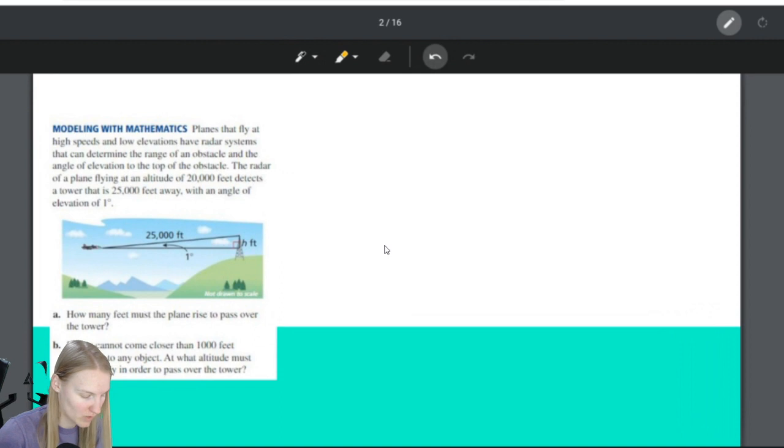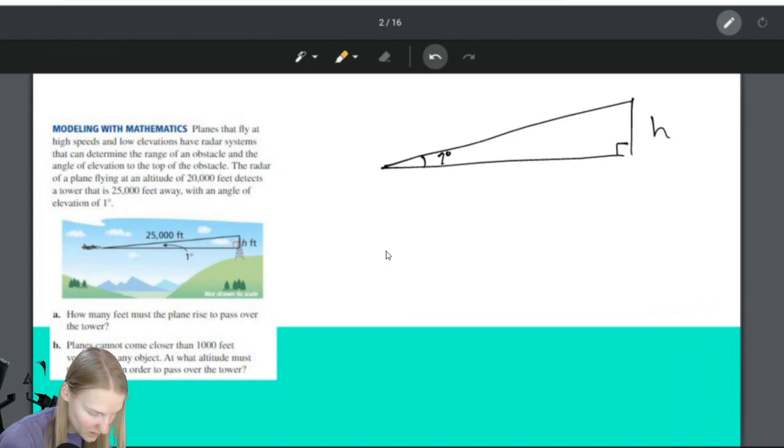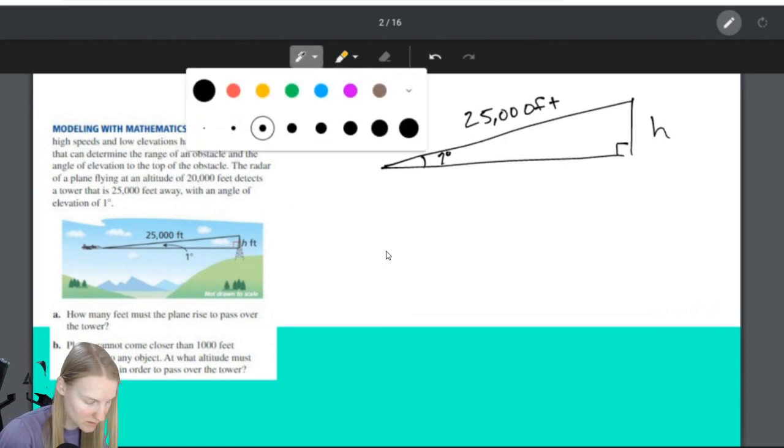Okay. Alright, so I'm going to redraw this triangle right here. Very, very long and skinny. So we don't know what this is. This is what we want to figure out. We know that this is 1 degree. And we know that the tower is 25,000 feet away with an angle of 1 degree of elevation. Beautiful.